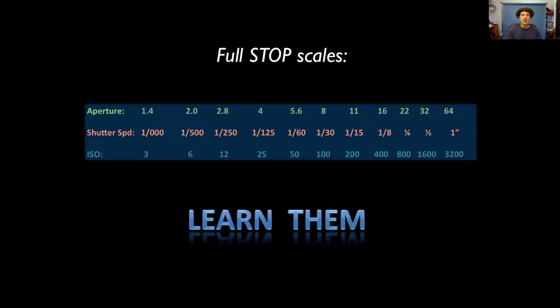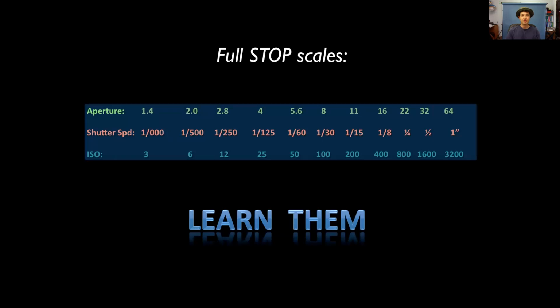So the most important thing is that you learn these full stop scales for aperture, for shutter speed, and ISO. That's going to take a little bit of memorization and just brain power for you to rationalize what they are telling you and what they mean. So if you learn these that I have here, then you're going to be in good shape.